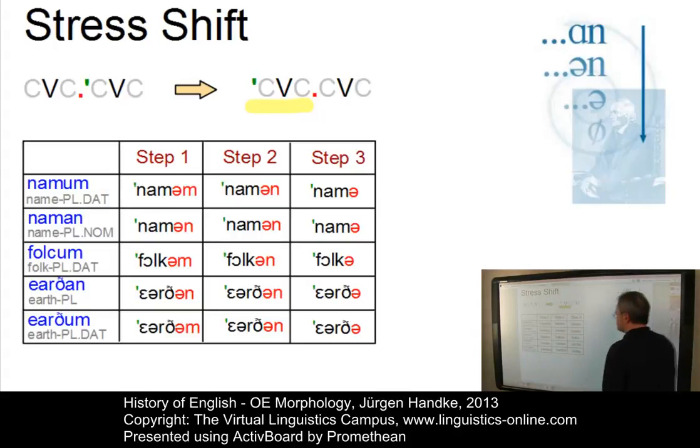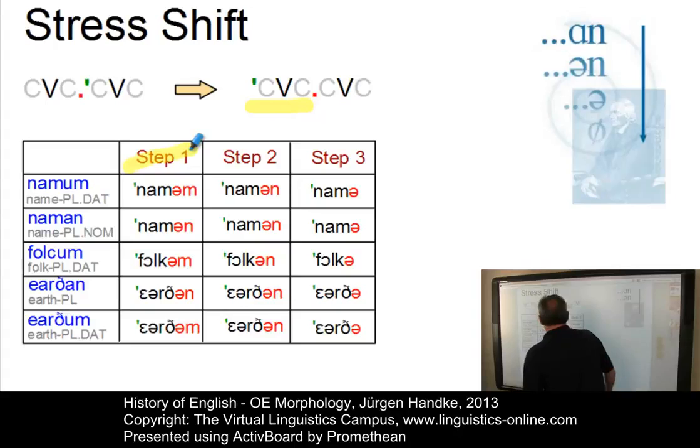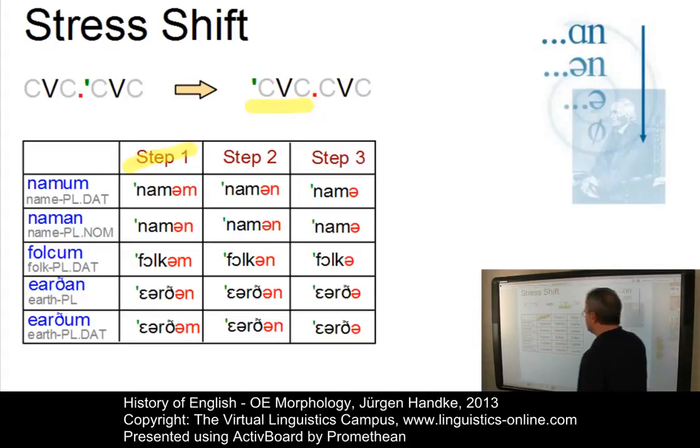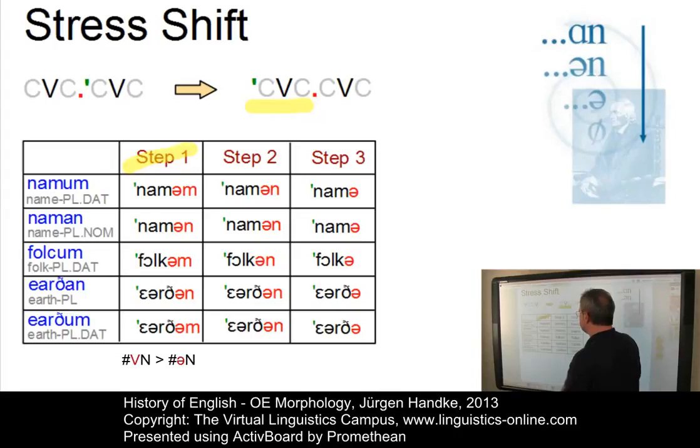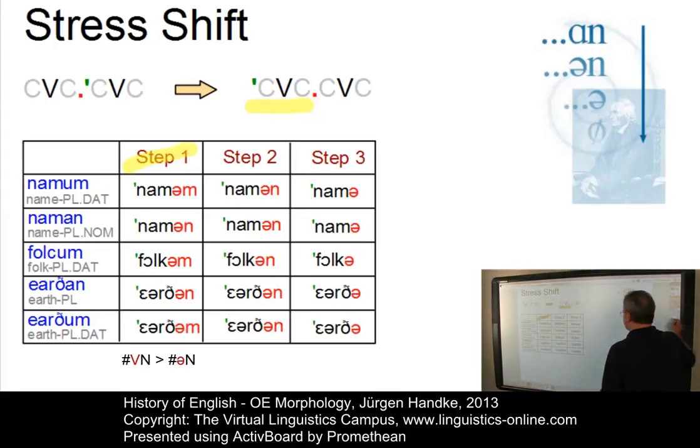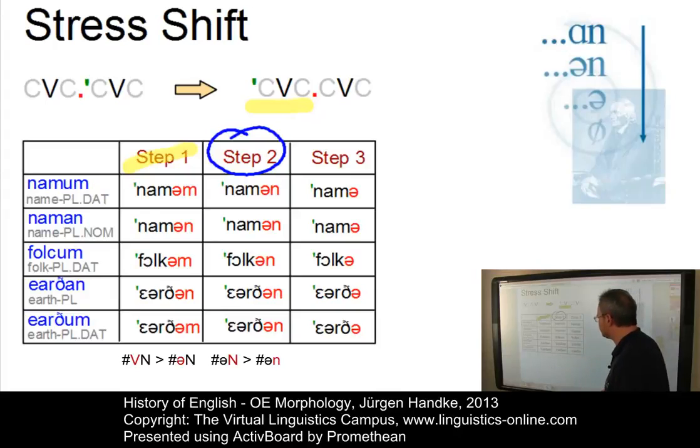There are several stages. At step 1, the final vowel of a word is reduced to schwa. Namum became namen, naman became namen, folkum became folkum, earthen became earthen, and earthum became earthum. The second step merges the two nasals, the bilabial and the alveolar nasal, to an alveolar nasal. So now we have Namen, Volken and Erden.